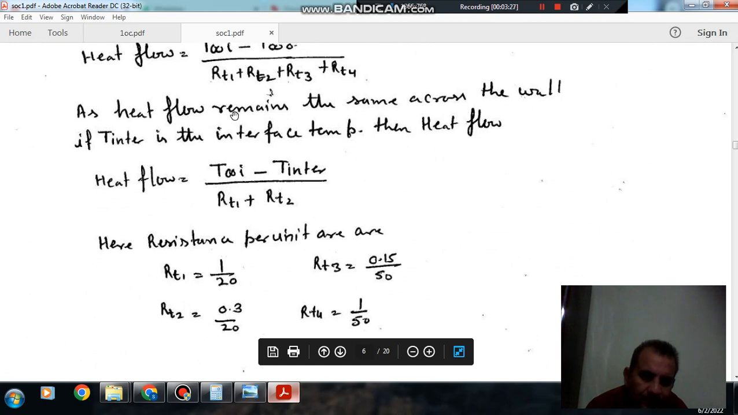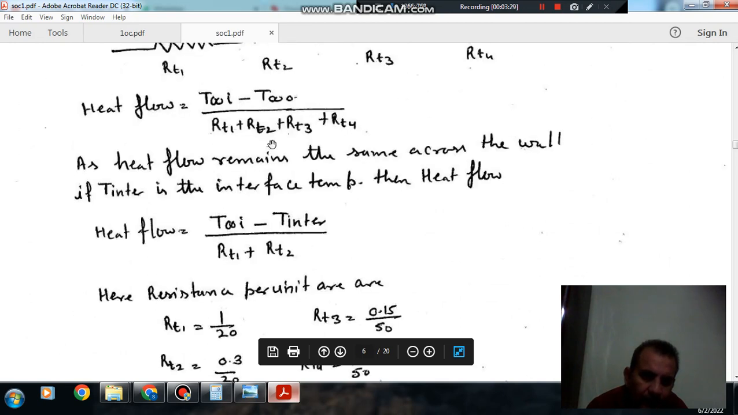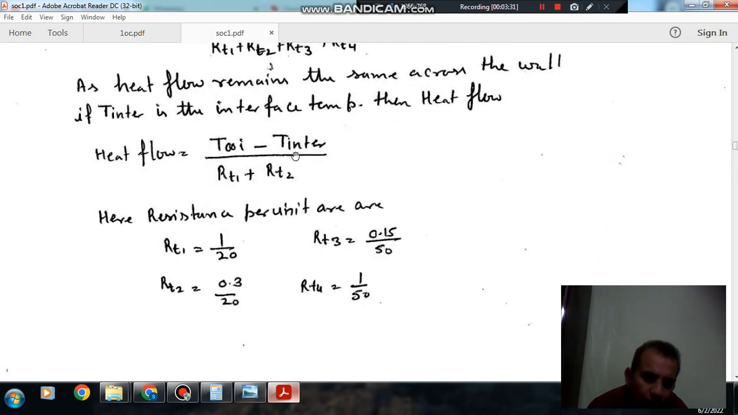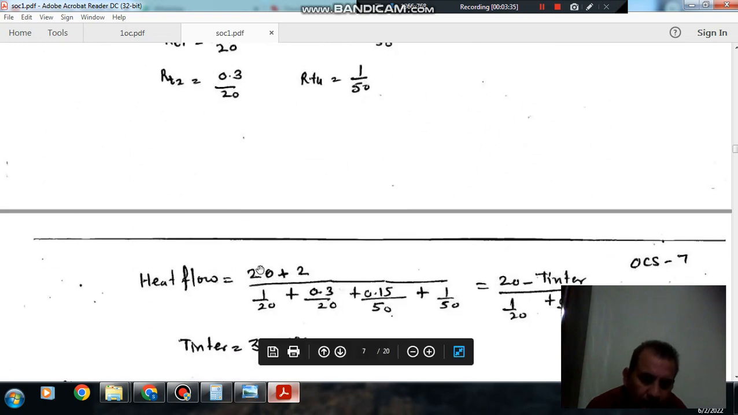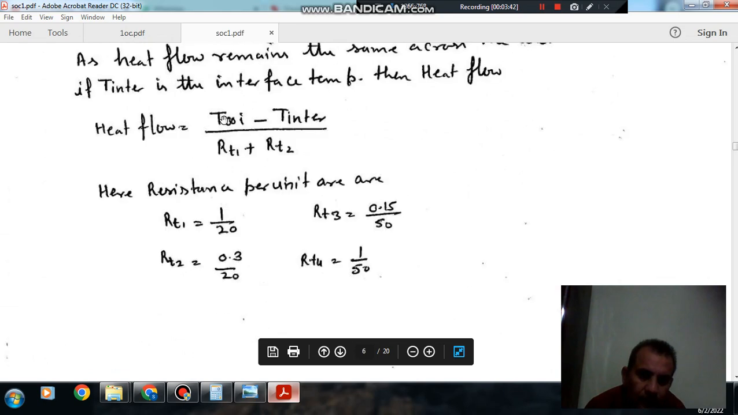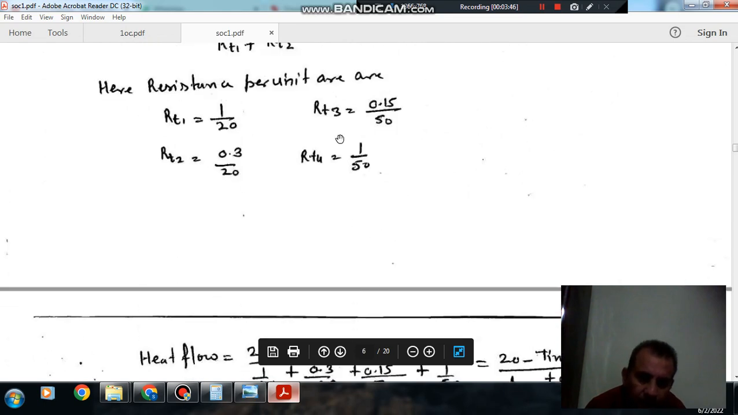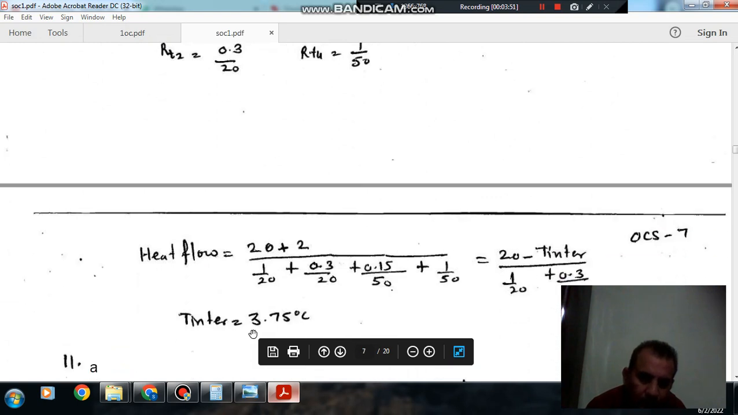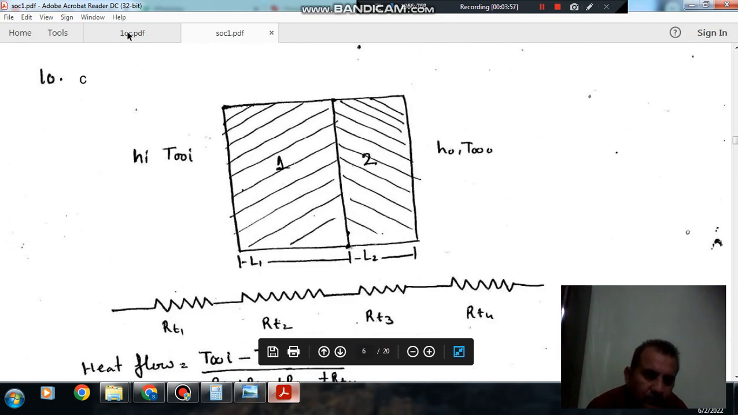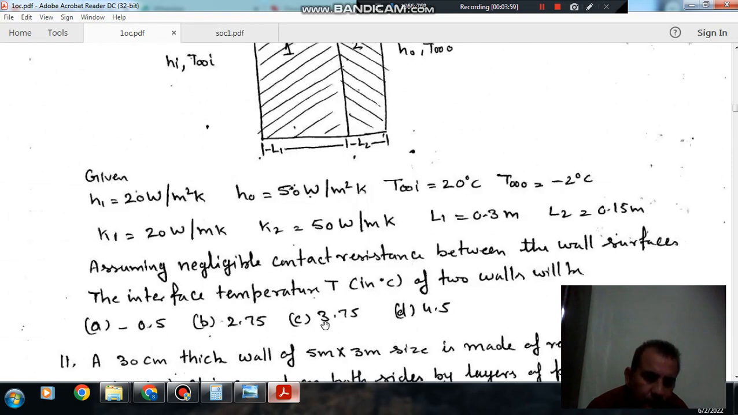Okay. And T infinity i and T infinity o are also given, that is minus 2 and that is 20. So total heat transfer will be 20 plus 2 divided by the summation of these four resistances. And in this equation we can put T infinity i and put RT1 and RT2. Okay. So equating these two, we can find out T inter, that is 3.75 degrees Celsius. So the answer to question number 10 is option C.